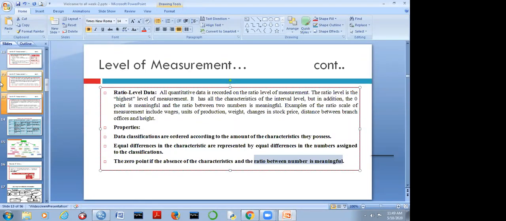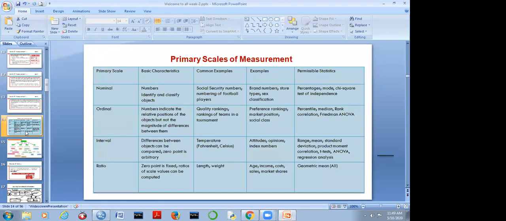अब मैं एक इंपॉर्टेंट चीज आपको बताऊंगी जो मैंने शुरू में कहा कि बहुत अच्छे स्टैटिस्टिशियंस, रिसर्चर को नहीं आता कि कौन सा परमिसिबल स्टैटिस्टिकल टूल किसके लिए लगाना है. तो ये चार्ट देखो, प्राइमरी स्केल ऑफ मेजरमेंट है. आप देखोगे मैंने 4 प्राइमरी डेटा टाइप लिए हैं. I have taken 4 different data types. One is nominal, ordinal, interval, ratio. ठीक है, फिर हमने बेसिक कैरेक्टर्स, नंबर, आइडेंटिफायर, क्लासिफायर ऑब्जेक्ट्स.